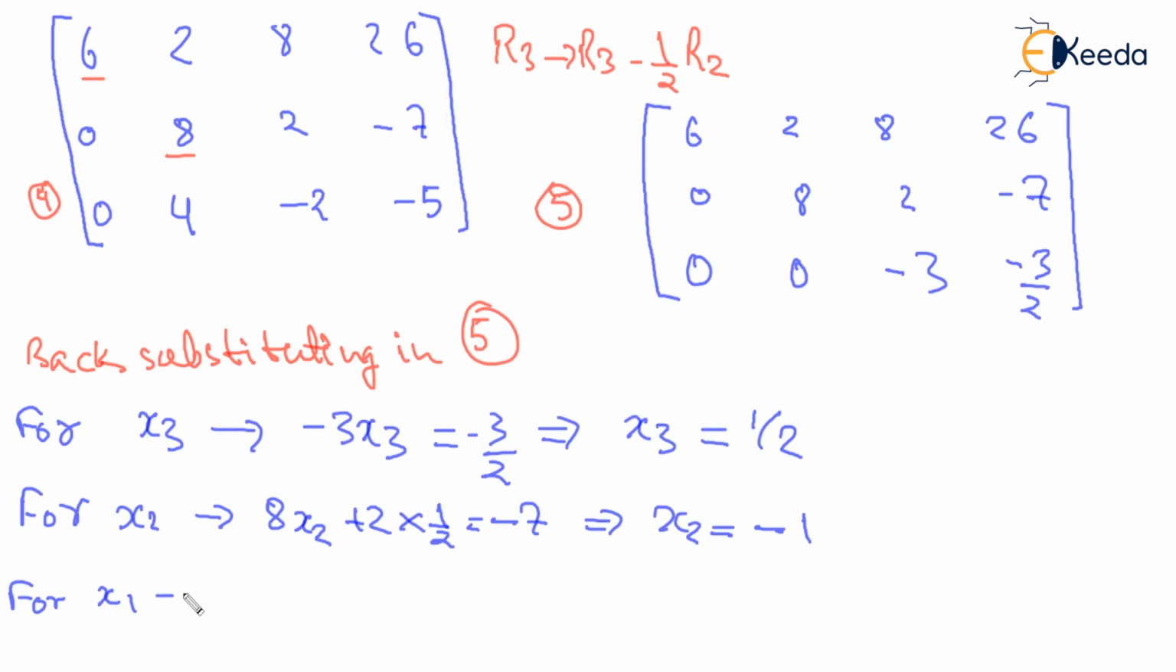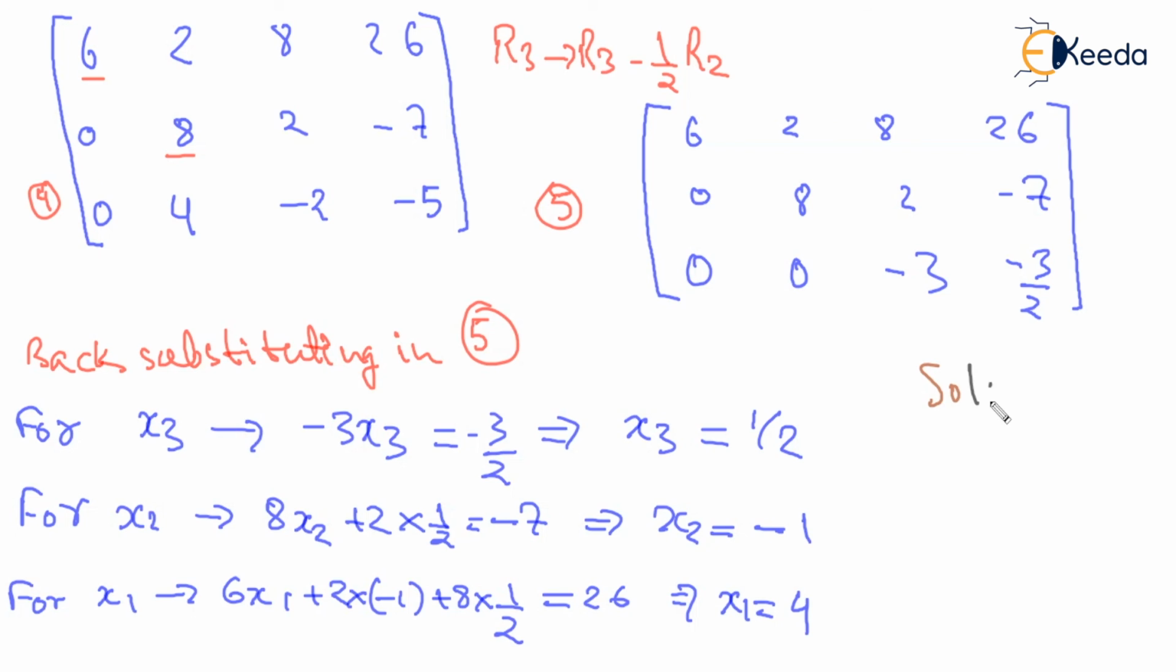And for x1 we can see 6x1 plus 2 into -1 plus 8 into 1 by 2 gives 26. So 6x1 minus 2 plus 4 equals 26, so 6x1 equals 24. This gives x1 is equal to 4. So the solution is x1 equal to 4, x2 equal to -1, x3 is equal to 1 by 2. This is the solution.